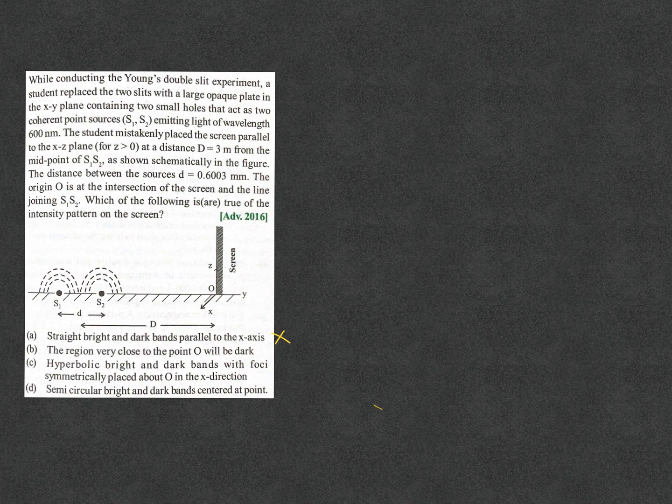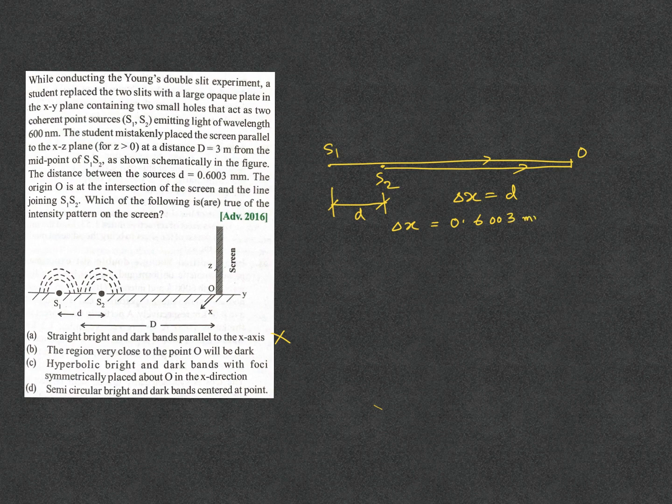The region close to O will be dark, so we have to see whether it is dark or not. So how to judge that? Say from S1 you take a light that will reach O, and from S2 you take the light which reaches O. So the path difference is equal to d. So delta x is equal to 0.6003 millimeter.